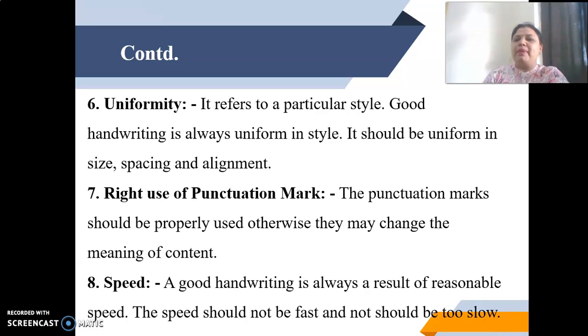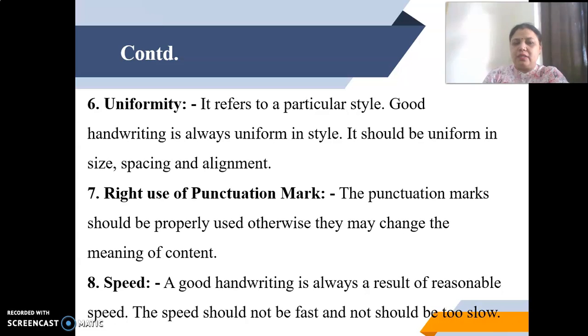The right use of punctuation marks. The punctuation marks should be properly used, otherwise they may change the meaning of the content. Suppose you put a question mark instead of a full stop, or you put a comma instead of a question mark, then the meaning of that sentence will definitely change, and the person may understand it in another manner.